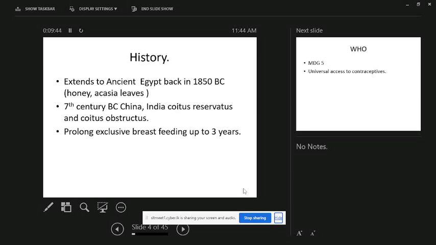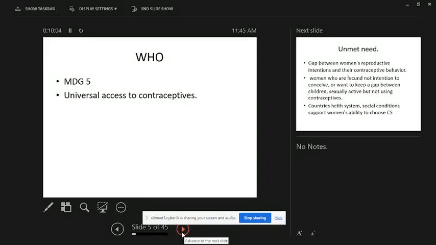When we come to the modern world, it is a right to learn and a right to express their views. It is a kind of fundamental requirement of human beings, and at the same time the WHO defines it as one of the Millennium Development Goals.